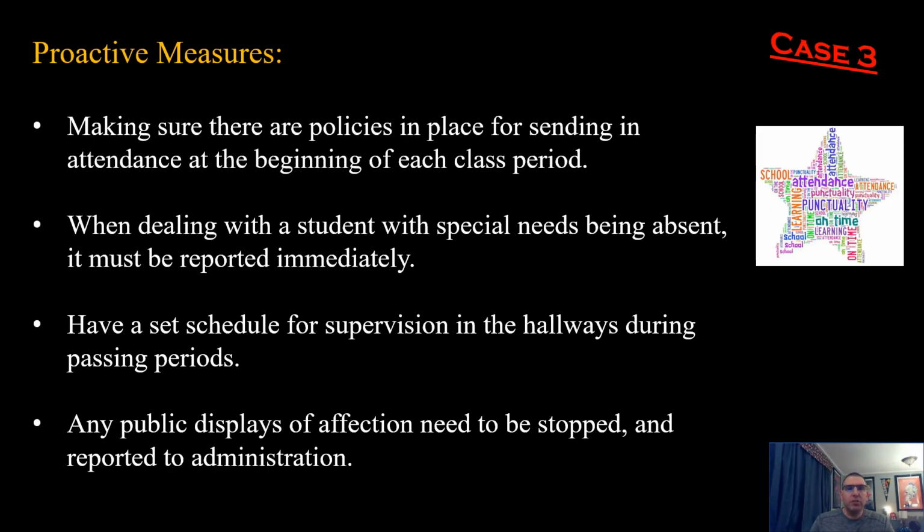My proactive measures would make sure there are policies in place for taking attendance at the beginning of each class period, and when a student with special needs is absent, it must be reported immediately, and they must be able to figure out where the student is, and have a schedule for supervision in the hallways during passing periods. Students should not be able to wander off and outdoors with no one knowing where they're supposed to be. And any public displays of affection need to be stopped immediately and reported to the administration.